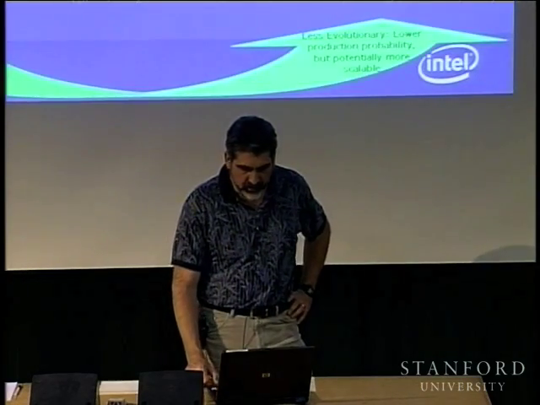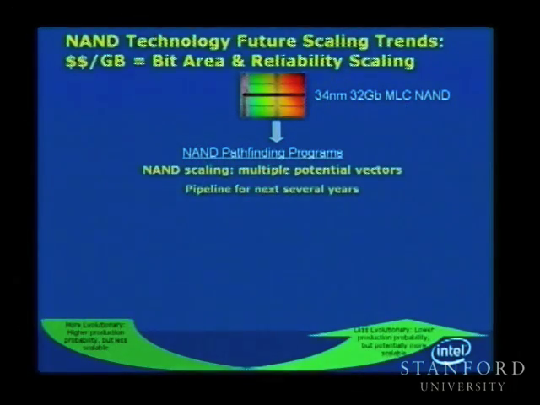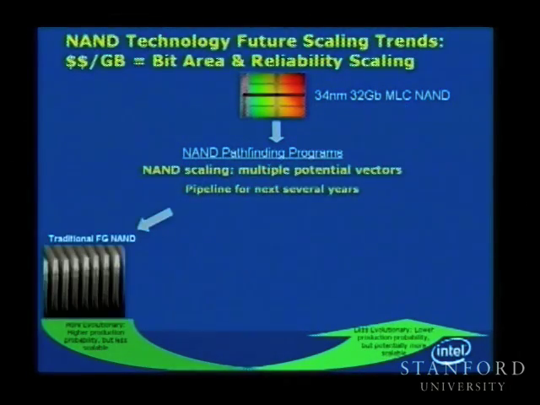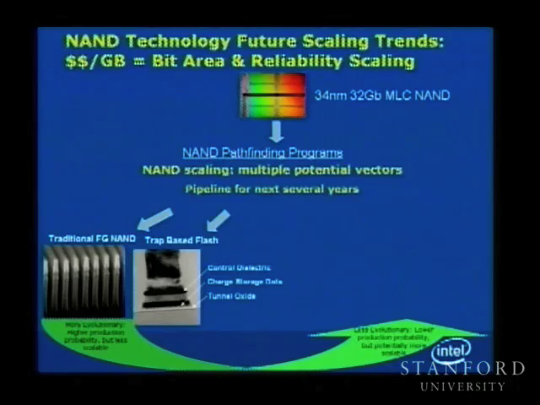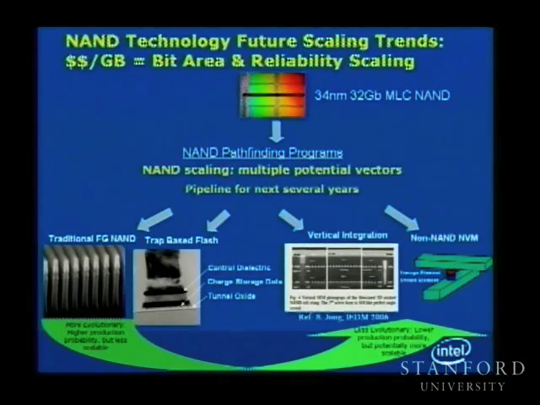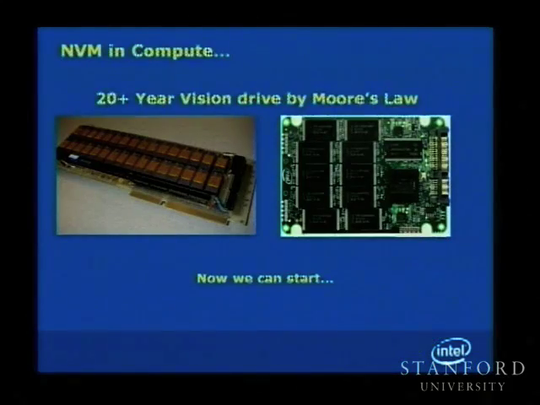Let me finish this up real quickly. So where are we headed? There's a 32 gig. Basically, there's a roadmap of technologies out in the future, whether it's traditional floating gate storage, floating trap, and various 3D approaches, a lot of which I think various departments at Stanford here are working on. And so I think there's a healthy pipeline of technologies in the future. So thank you.